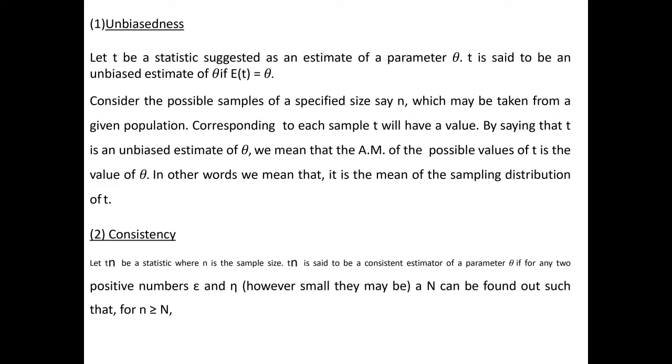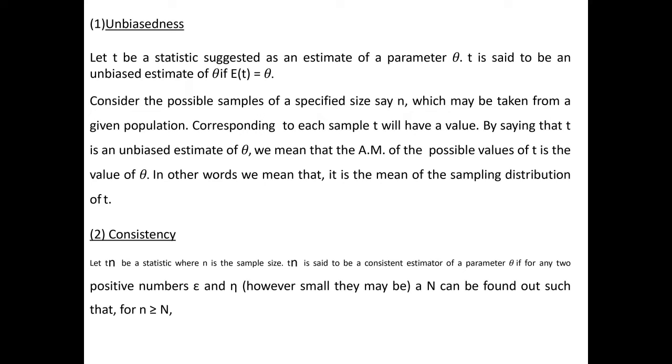The first one is unbiasedness. Let T be a statistic suggested as an estimate of a parameter θ. T is said to be an unbiased estimate of θ if expectation of T is equal to θ.